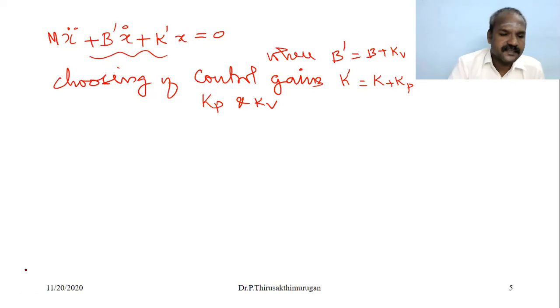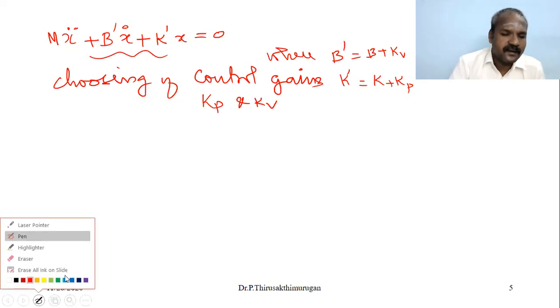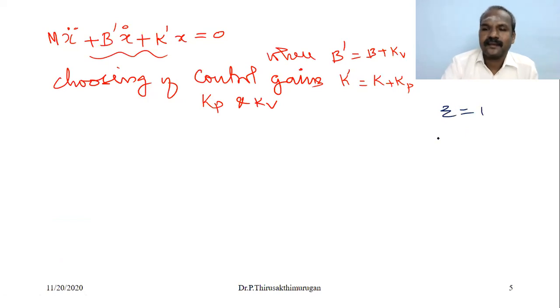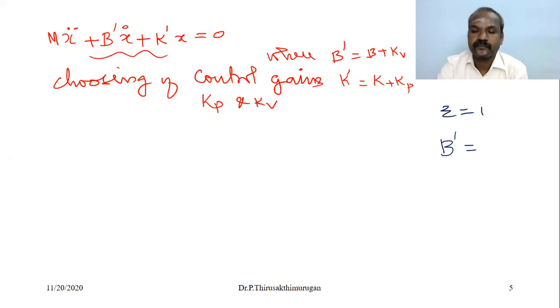So what is the condition for critical damping for this mechanical system? When zeta is equal to 1, what is your b dash? Can you tell me what your b dash is? Anyone, please tell me. Very simple.